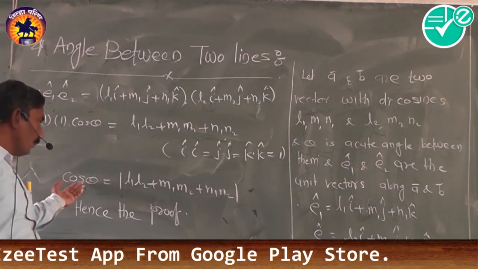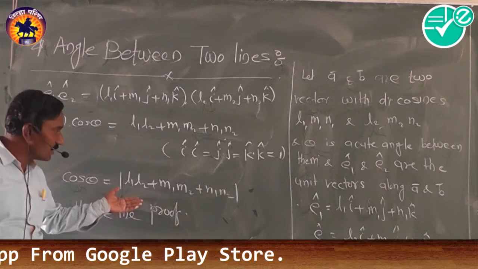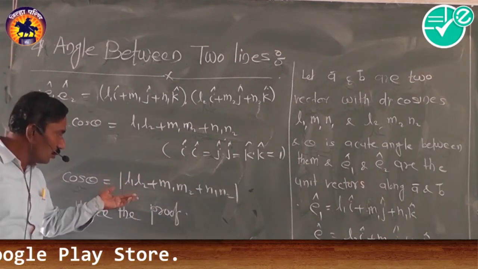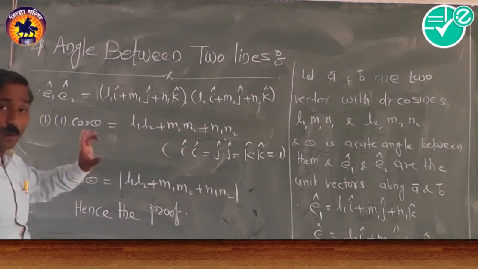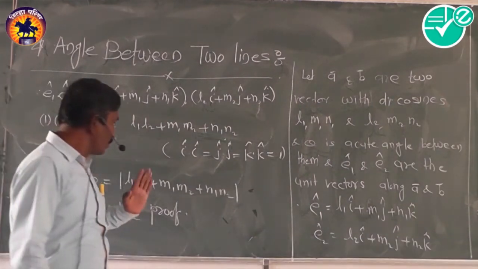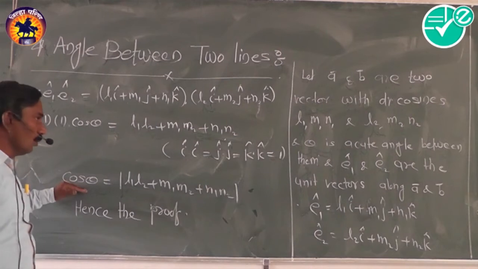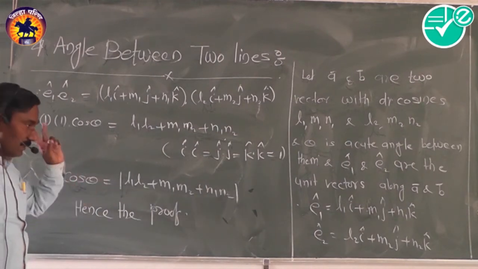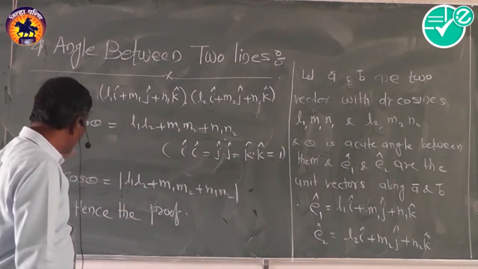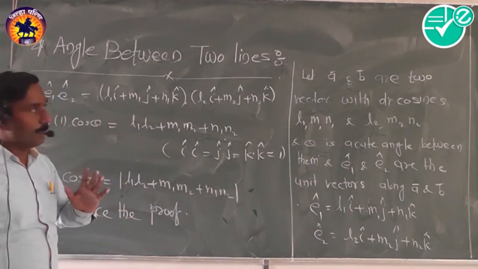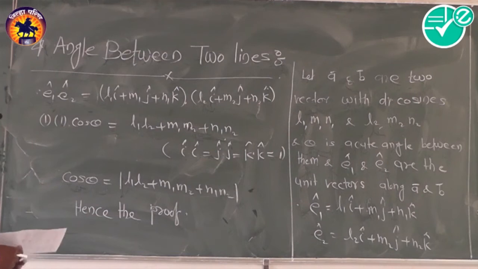If we have the direction cosines of two lines, then we can calculate the acute angle between them. So that theorem is important too. If the direction cosines of two lines are given, then we can calculate the acute angle between them. So this is also an important theorem to find the angle.